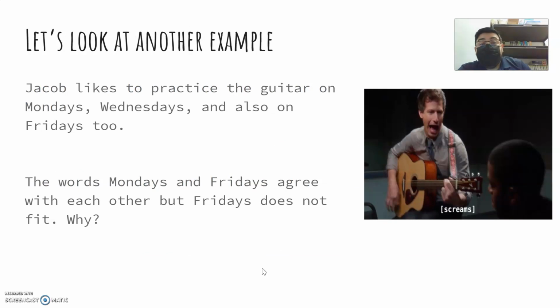So let's look at another example. Jacob likes to practice the guitar on Mondays, Wednesdays, and also on Fridays too. The words Mondays and Fridays agree with each other, but Fridays does not fit. Why doesn't it fit? All right, take a second. Why wouldn't it fit? And also on Fridays too.